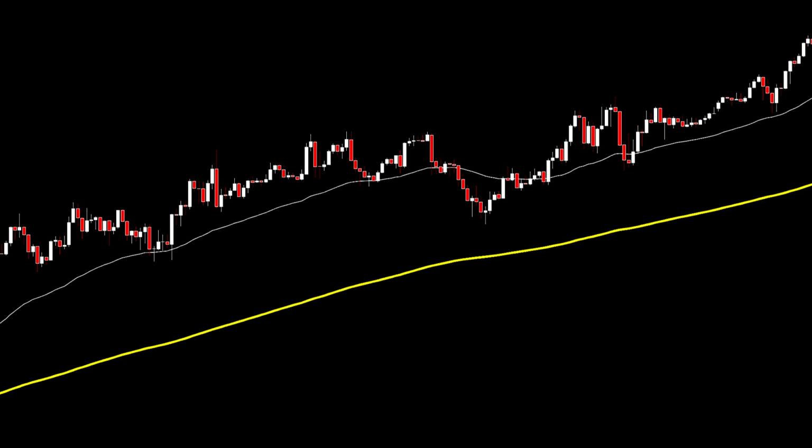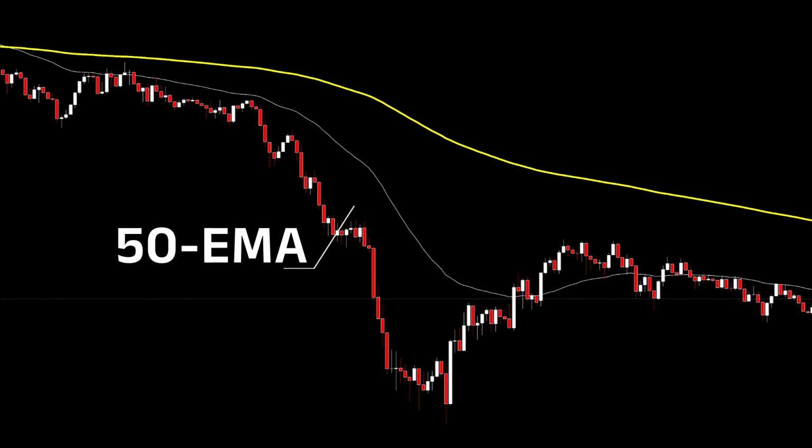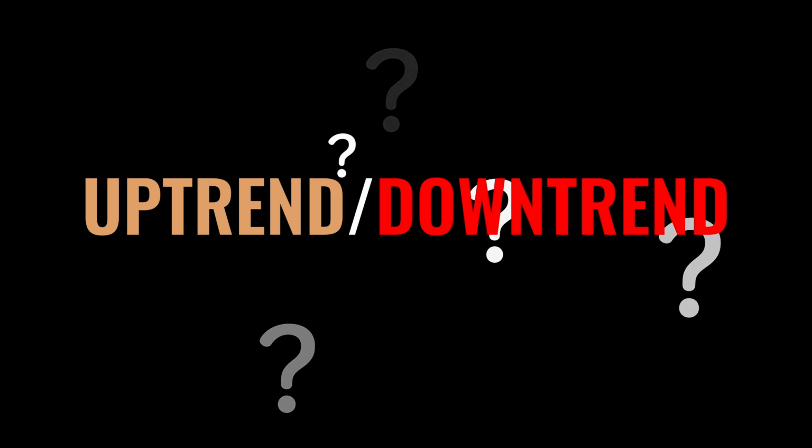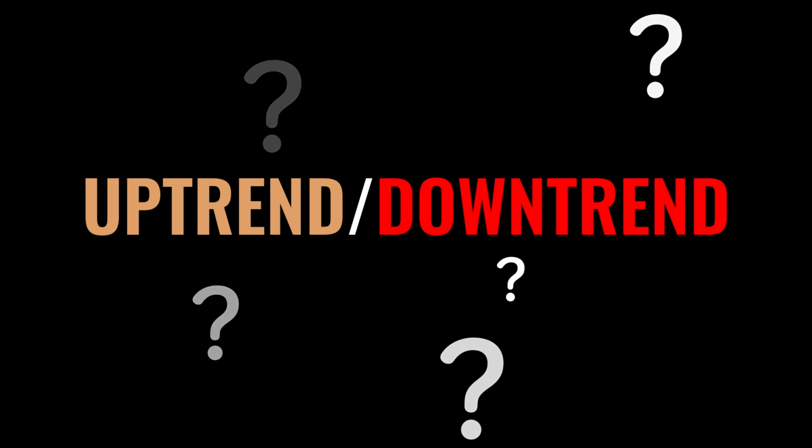The 50 EMA is a short-term wave. It reacts fast. It's the first to feel a shift in momentum, almost like it's predicting the next few candles. So, your first job is simple. Just see which side of both lines the price is on.